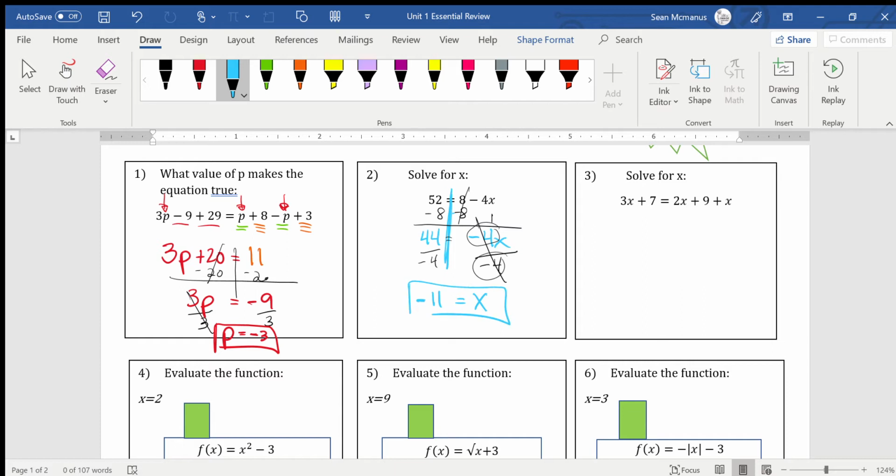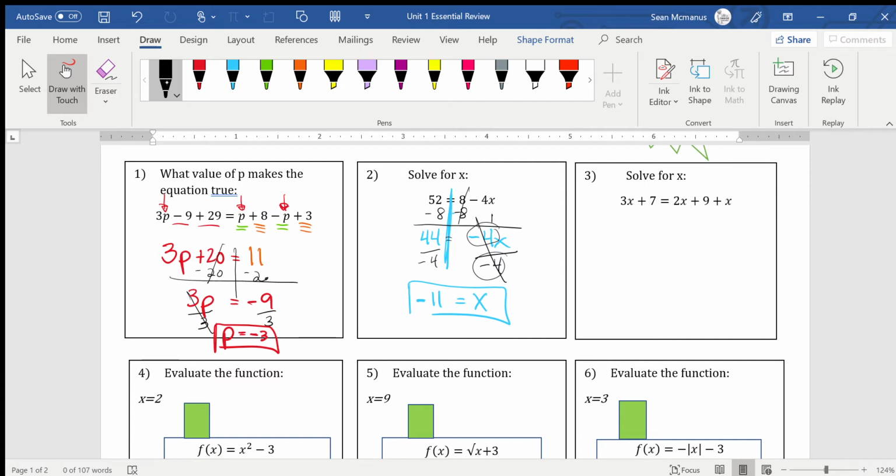Number 3, solve for x. And again, if I'm going fast or you missed something, the beauty of the video is you can go back and check it again, or you can always certainly ask me, but I want to make sure we at least cover all these in a reasonable amount of time.